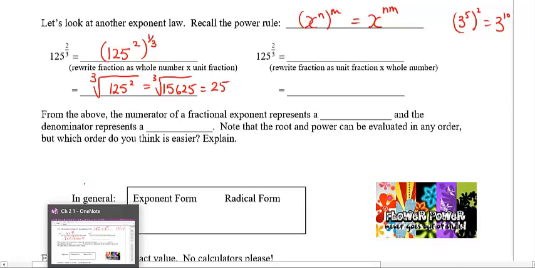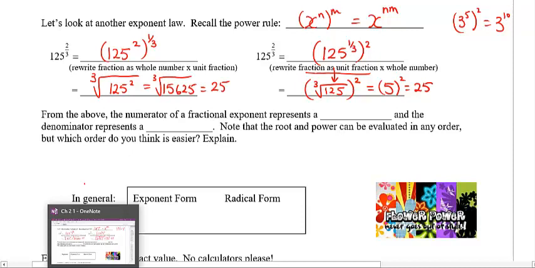Now, that's one way of doing it. But there's another way we can split this up. 125 to the power of 2/3, I can rewrite it as a unit fraction times a whole number. In that case, it'd be 125 to the power of 1/3, then raise this to the power of 2. Okay, just using the exponent law. But if I do it this way, this is equivalent now to the cube root of 125. And then I'm going to square that result. And the cube root of 125, yeah, that's 5. And so 5 squared, that's also 25.